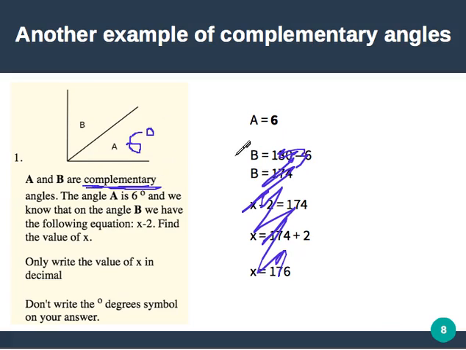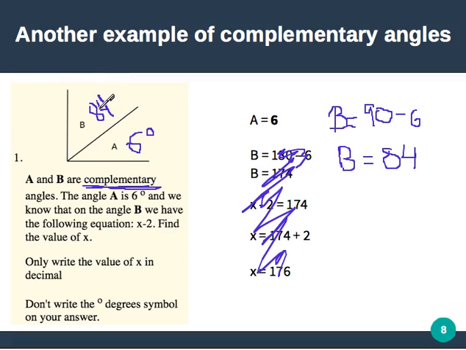Complementary means that you got to do it with 90 degrees. So B equals 90 minus the 6. That means we have 90 minus 6, which is 84. That's going to be this other angle here. It makes perfect sense because when you add 84 plus 6, it gives us the 90 degrees, because they are complementary. So now we got it. B is going to be 84 and A is going to be 6.